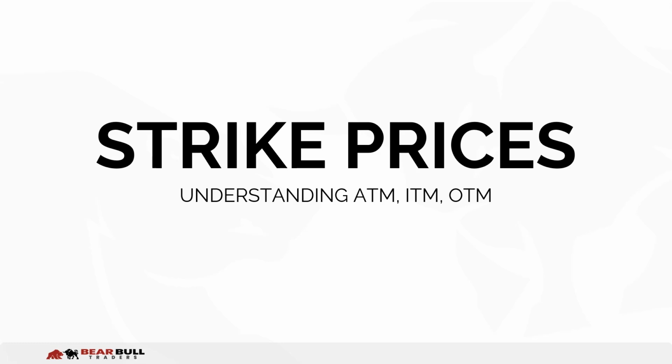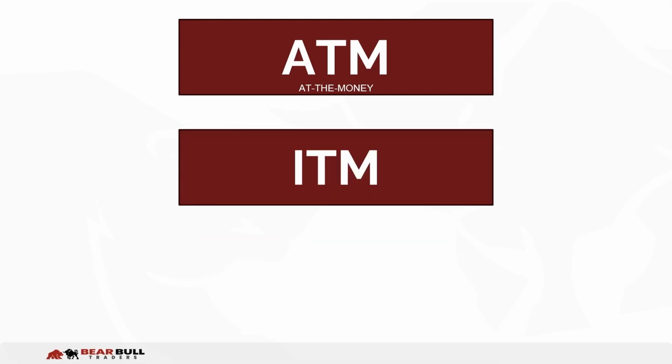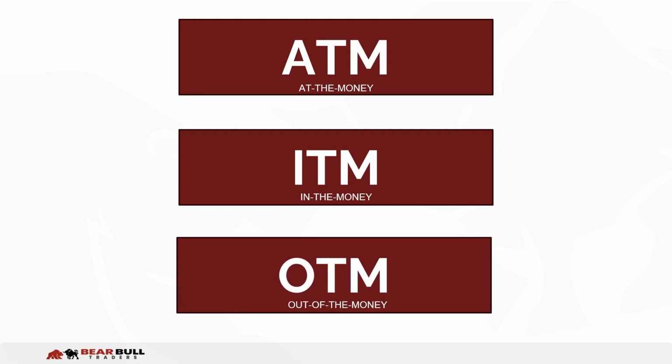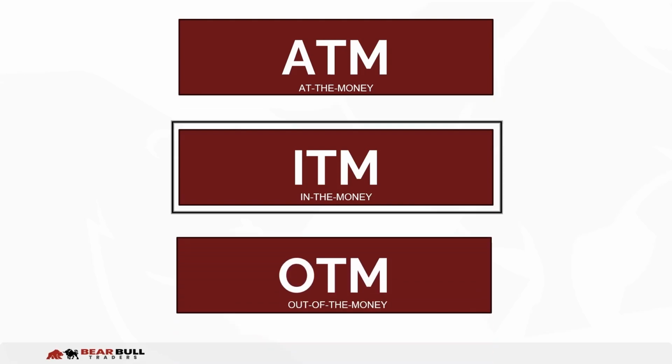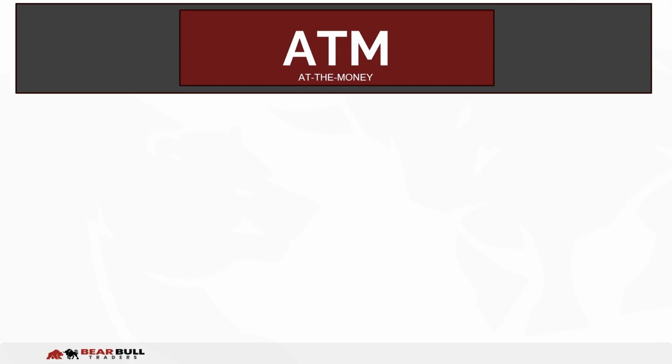In this video, we're going to discuss strike prices and how to understand the different types. The options world consists of three different types of strike prices: ATM, otherwise known as at the money, ITM, or in the money, and OTM, out of the money. At the money, in the money, and out of the money are the three different types of strike prices that you can choose from. Let's discuss at the money.